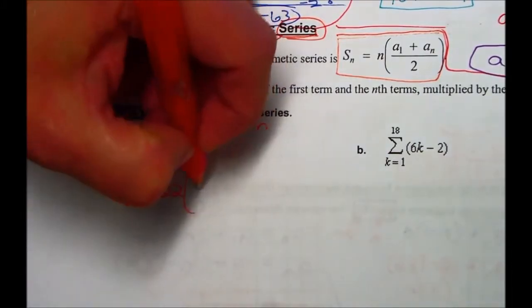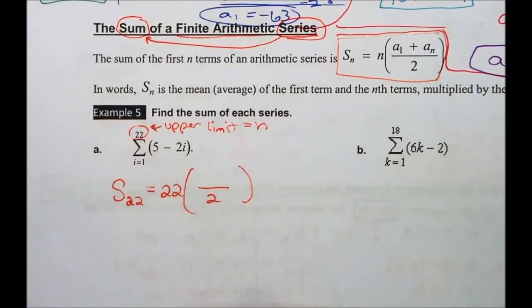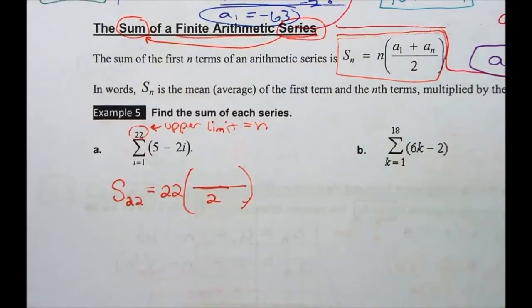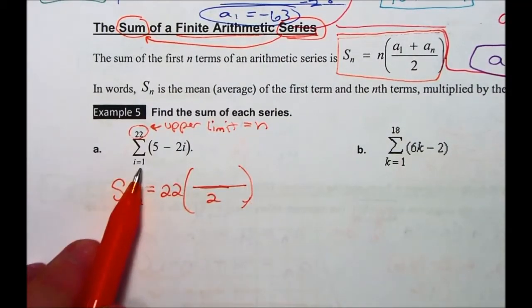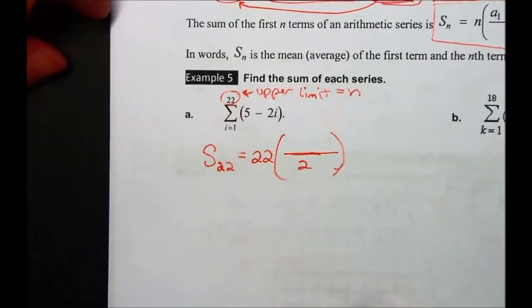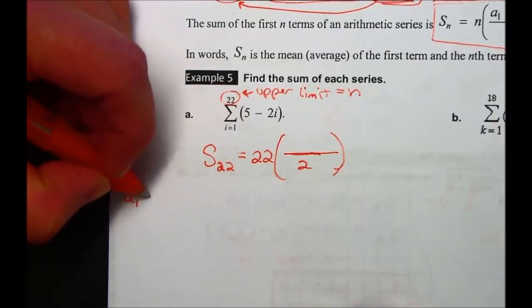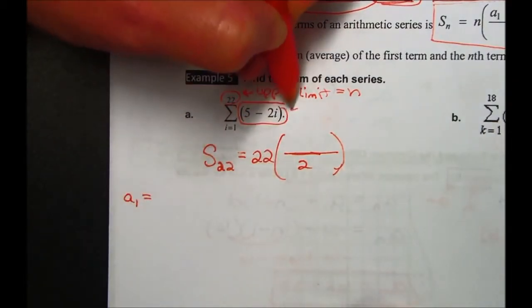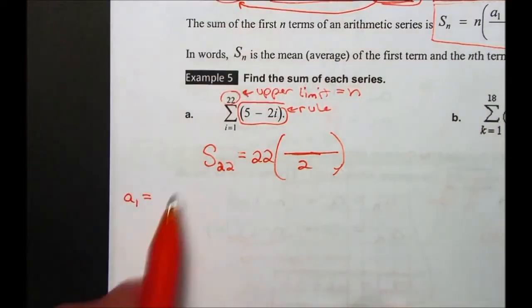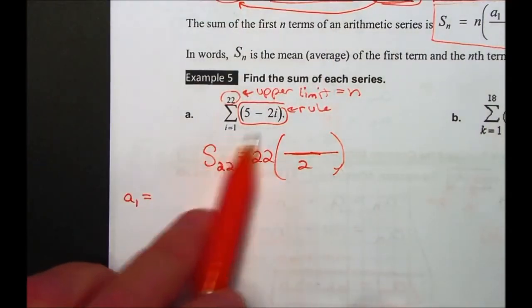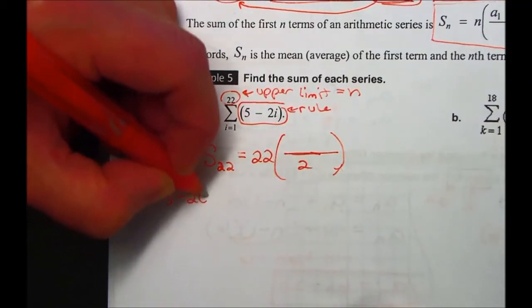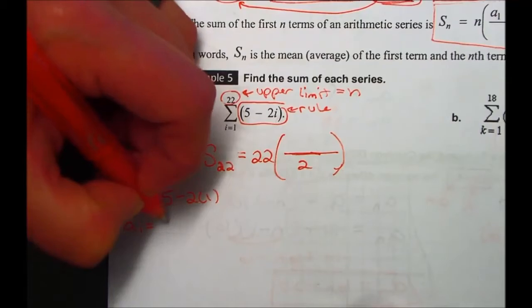Well, I don't know what a sub 1 and a sub n are. I haven't figured those out yet. So I guess I'm going to have to do that. All right, so a sub 1, let's just do that off to the side over here. A sub 1 is what you get when you plug 1 into this rule. So remember, this is your rule that you're substituting all of the indexes into. So if I put 1 in for i, 5 minus 2 times 1 is just going to equal 3.